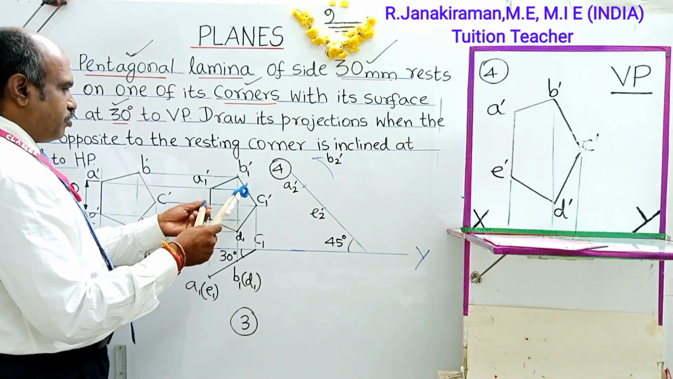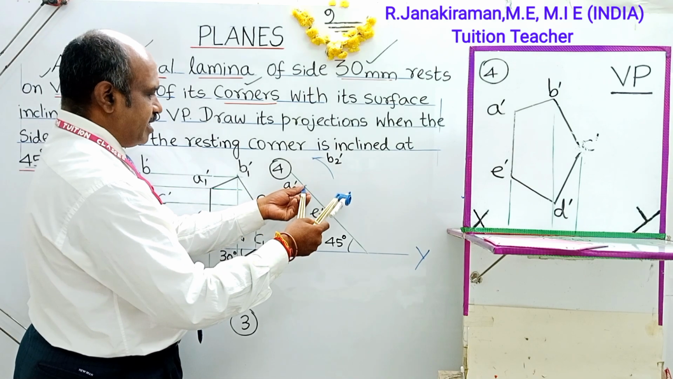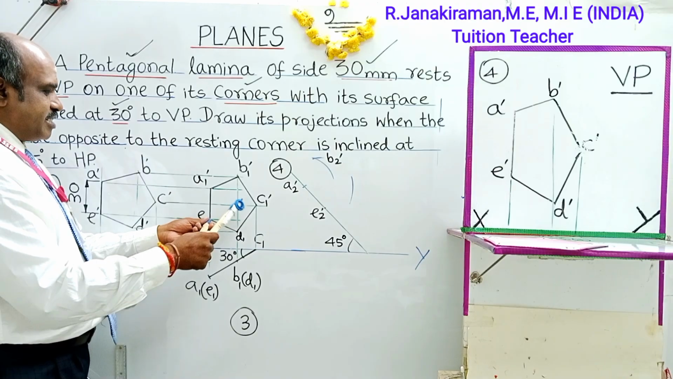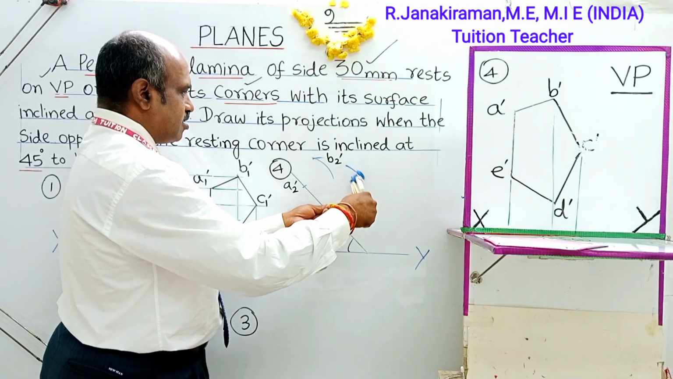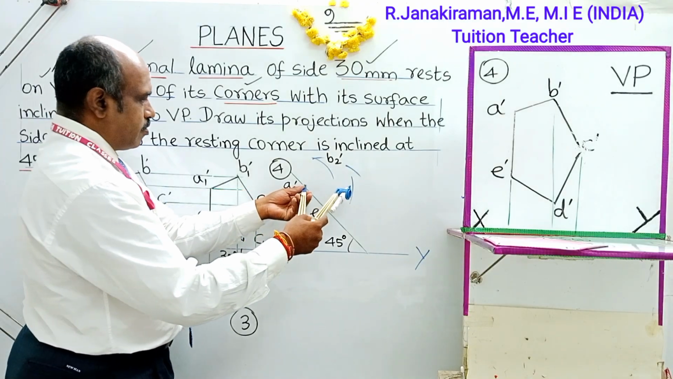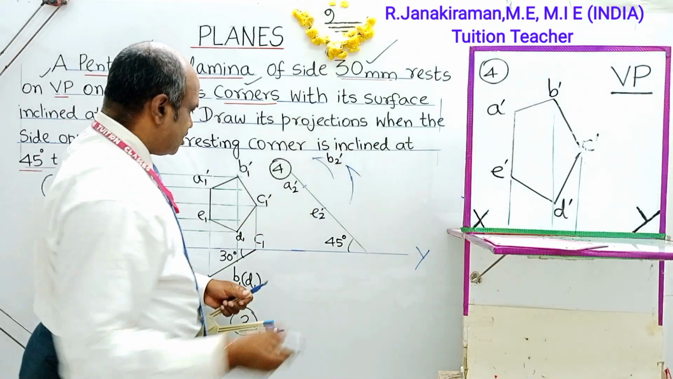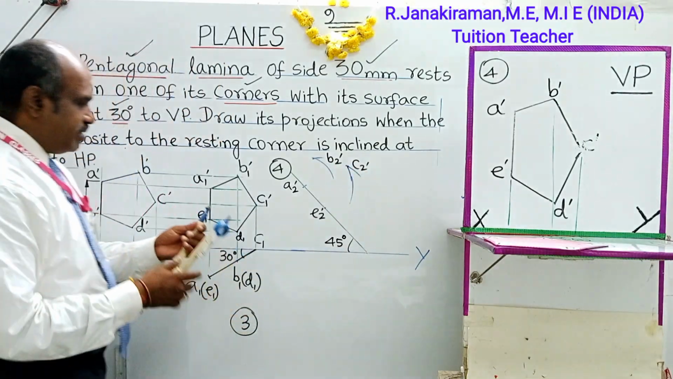Okay. Next to B will be C. Take AC distance in your compass, keeping A as center. Cut an arc on this diagram. Similarly, take EC distance in the compass, keeping E as center. Cut an arc. Both arcs intersect here and shall be marked as C2 dash. Next will be D.